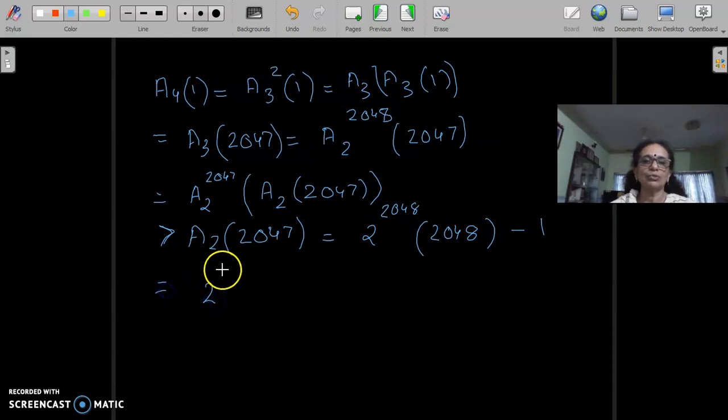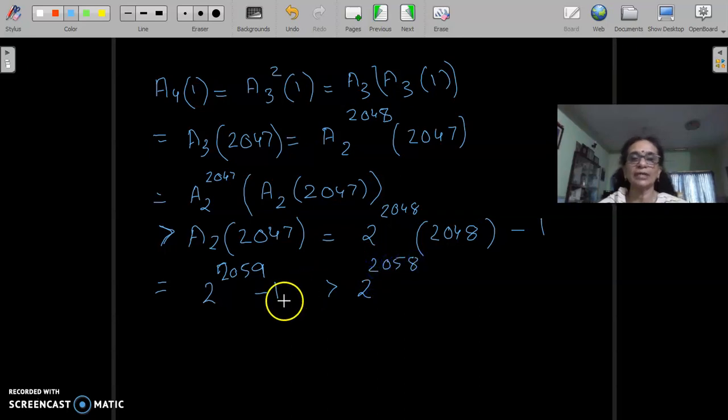It's the same as 2 raised to 2048 plus 11, that is 2059, minus 1. Now let us just make things simpler. So we'll just take A greater than 2 raised to 2058. It doesn't make much of a difference, right? Because it's all very large. So this is actually greater than 10 raised to 516, because this is actually 16 raised to 516.